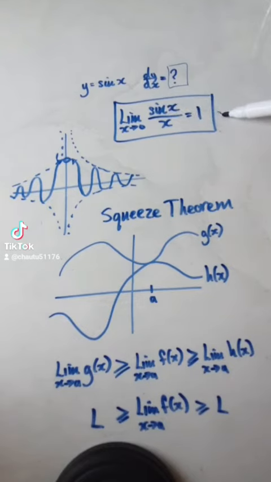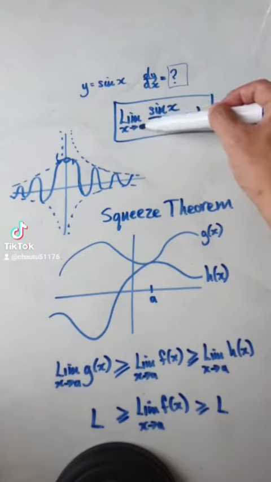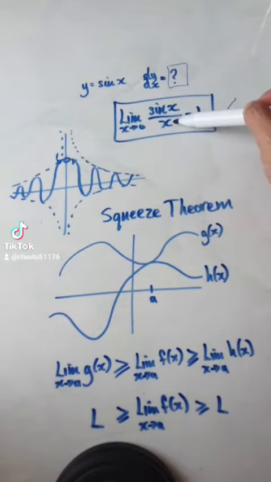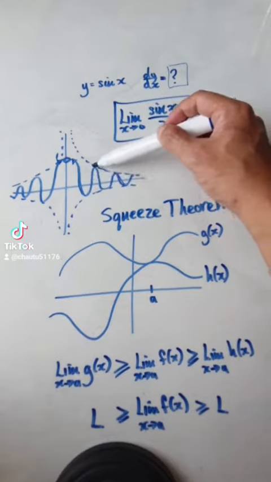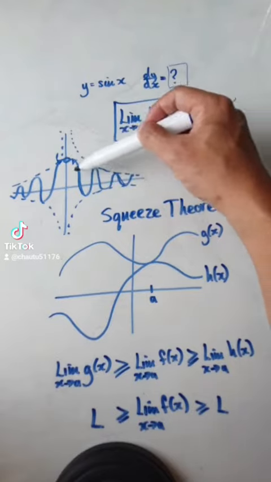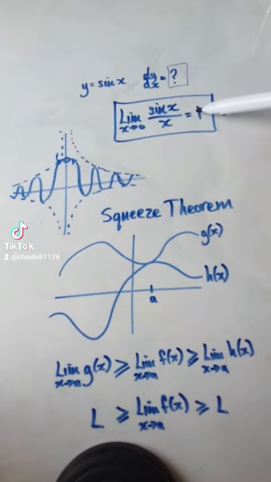You need to be able to accept this. The limit of sine of x over x. So the graph looks like this. So we know that at 0 it breaks down, because you can't divide by 0. But in this graph here, you can see that it approaches 1 from the right hand side, and if you approach 0 from the left hand side, it's also 1. So the limit is 1.